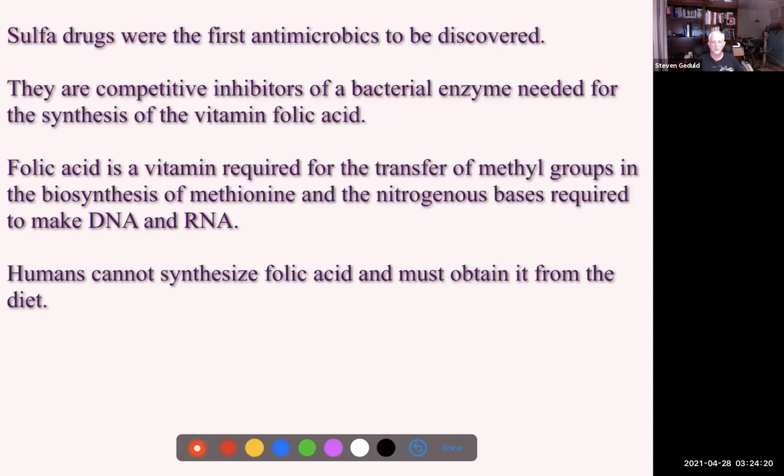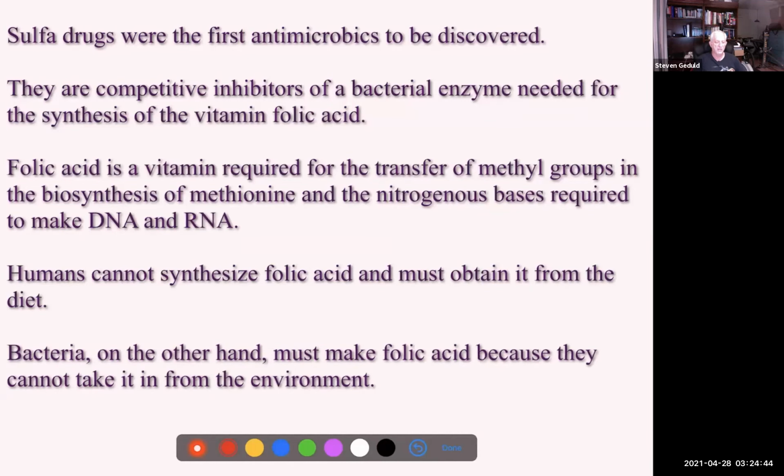Humans cannot synthesize folic acid and must obtain it from our diet. So if we take sulfa drugs, we don't have an enzyme that makes folic acid anyway, so it's not going to affect us. It's only going to affect the bacteria because they have the enzyme that makes folic acid, whereas we don't. We have to get folic acid in our diet. We can't make it in our bodies.